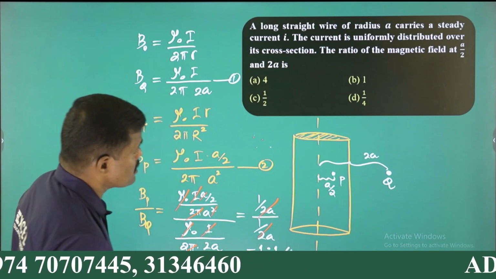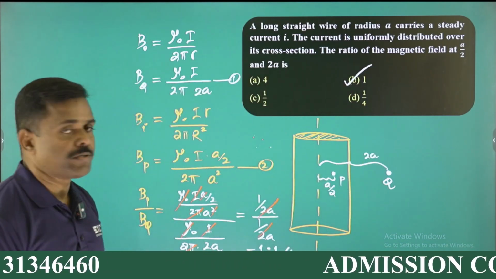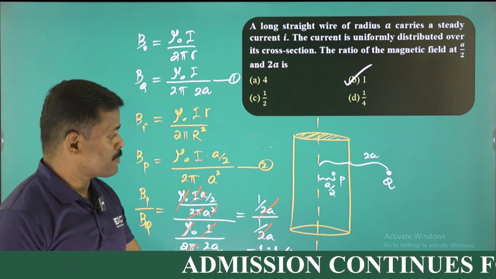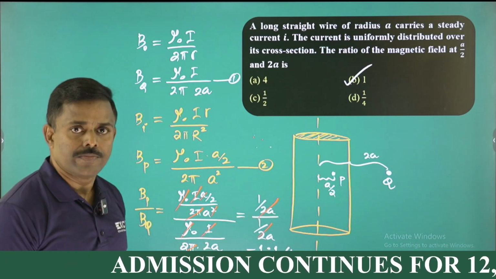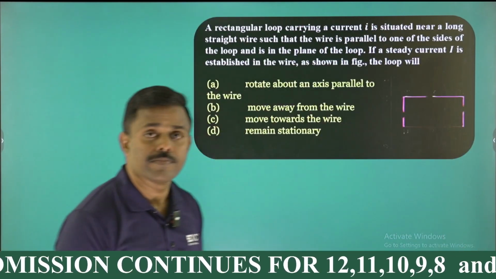Is that there in the options? 1 by 1? Yes, option B is correct. Option B is correct. Okay, that's an important question. You can expect the same question in the descriptive side also. It's very important. Okay, let's move to the next one now.